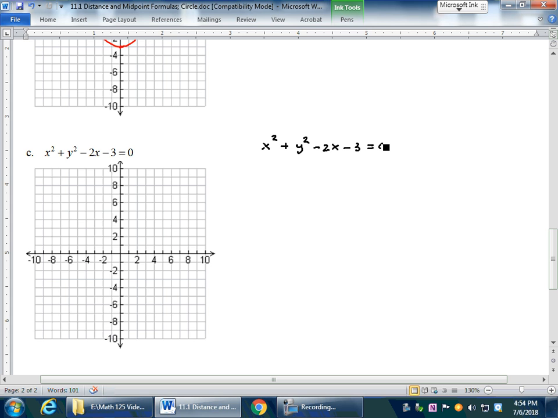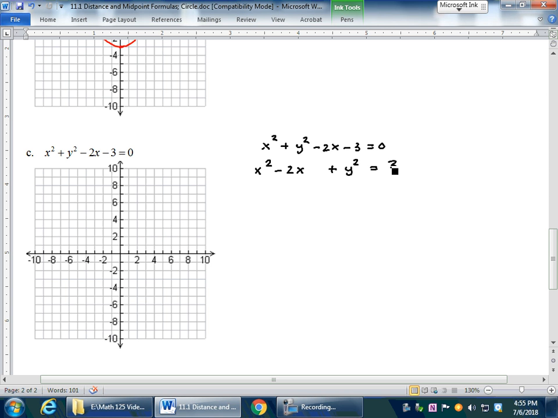So I have an x term, so I'm going to regroup. x squared minus 2x, and then we need to complete the square, plus y squared, equal to, add 3 to both sides. Now you can see that I have y squared only. I don't have any y term. That means I don't need to complete the square for the y part.